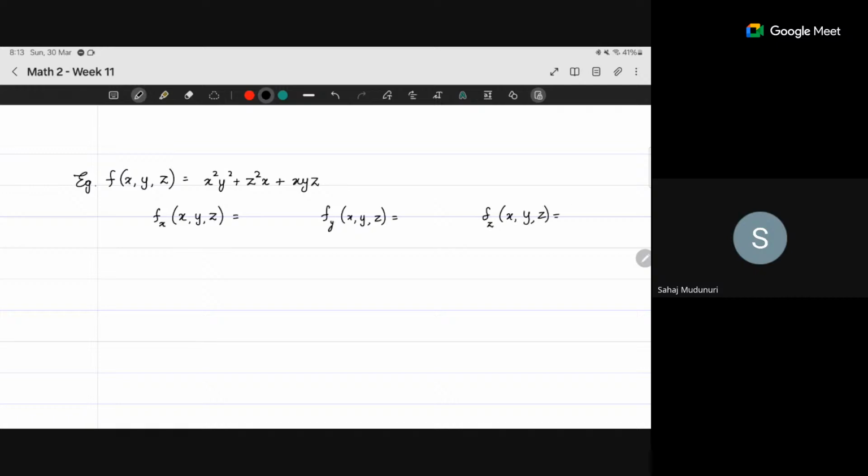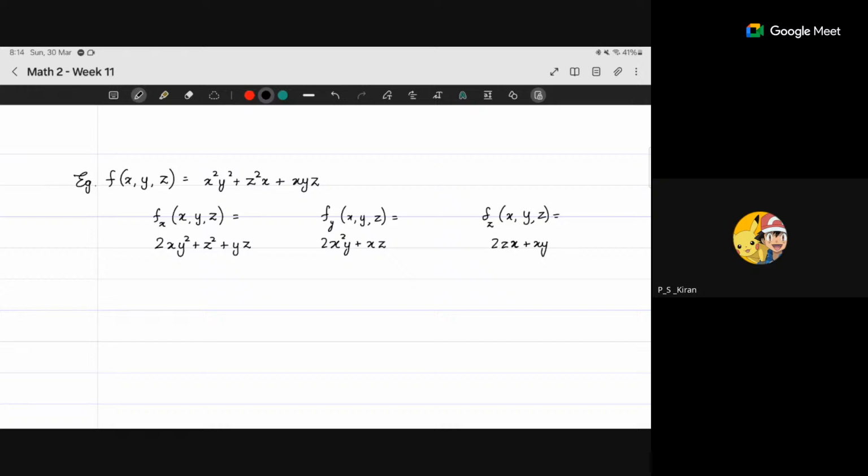What are these? 2xy² plus z² plus yz. And then you have the y variable, which is 2x²y plus just xz. And then you have just 2zx plus xy. These are polynomial functions, so I can just differentiate with respect to one variable and keep all the others constant.